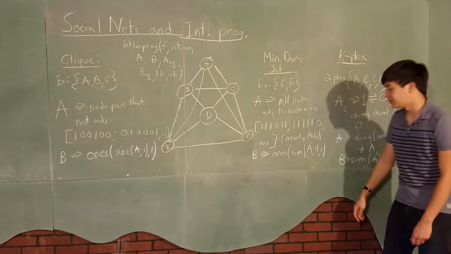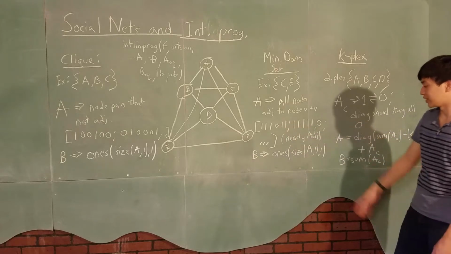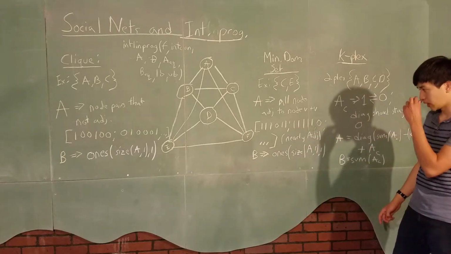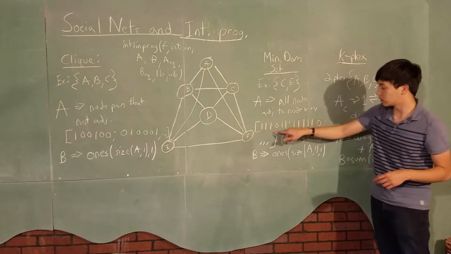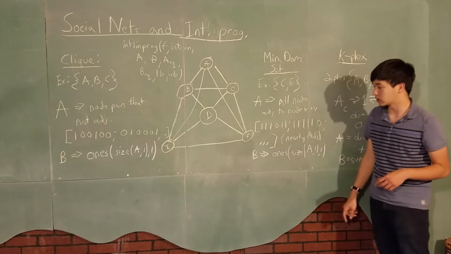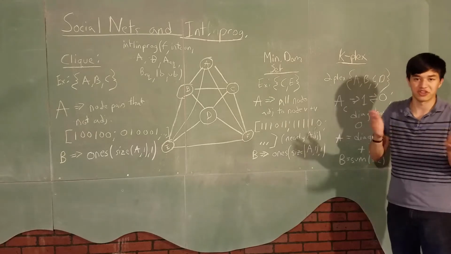And again, B is very simple. It's exactly the same as the clique again. You're taking just a 1s matrix. Hopefully this makes sense. All you're doing is taking a node, saying all the nodes it's adjacent to, and then also including the node itself as being adjacent to itself.